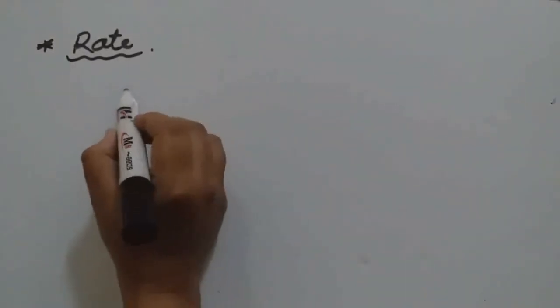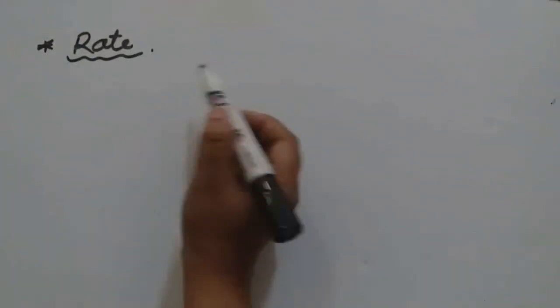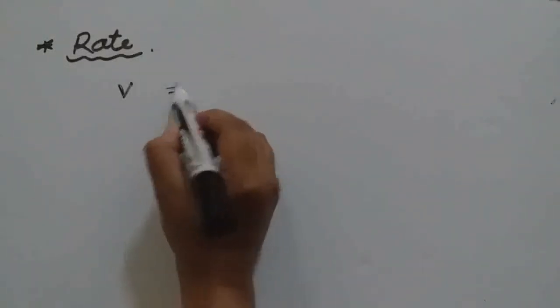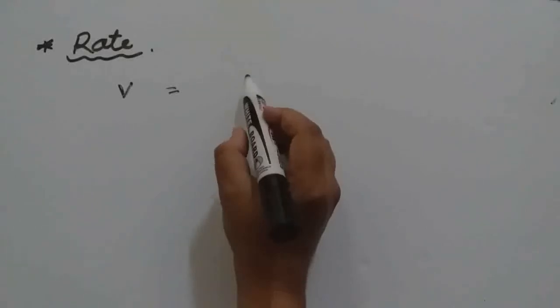In the previous chapter, continuity and differentiability, we saw that we can find the derivative of x with respect to t. So it is the derivative of one variable with respect to another variable, isn't it? And in physics we have studied what velocity is. Well, velocity is the rate of change of displacement.